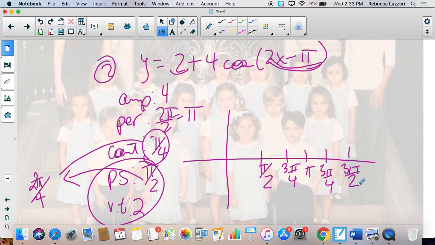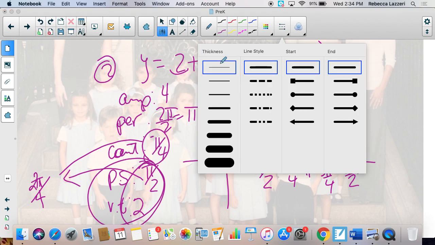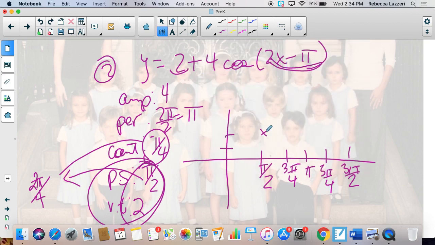Sorry, it doesn't write very well over there. I'm going to put my target at pi over 2, 2. If it's a sine graph, I'm going to start right here on my target, dot right there on my new midline. But it's not a sine graph. It's a cosine graph, and it's a positive cosine graph. So I'm going to start up high above my new midline.